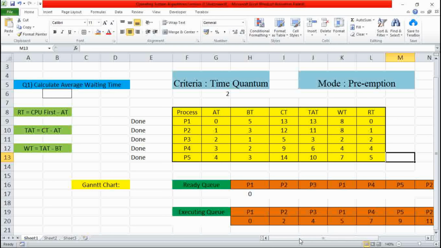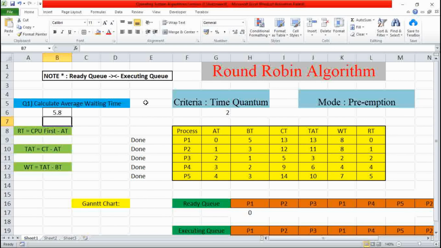Now to calculate the average waiting time, we need to do the sum of all the waiting times, divided by the number of processes. 16 plus 2 is equal to 18. 18 plus 4, 22. 22 plus 7 is equal to 29. So 29 divided by 5 comes out to be 5.8. So the average waiting time is 5.8. So you can see this is how the numerical of round robin algorithm is done.